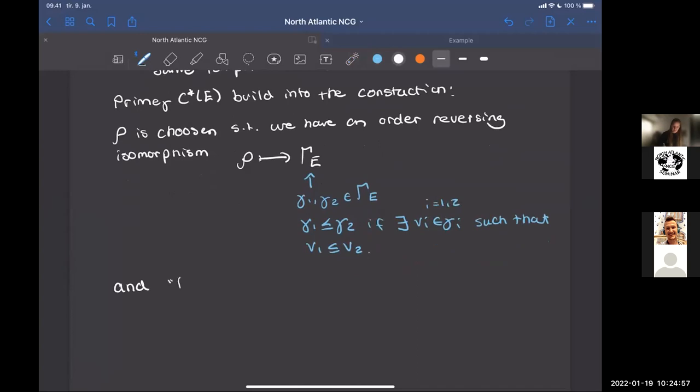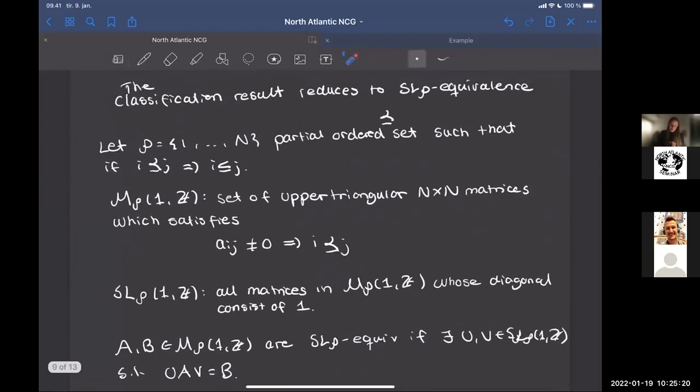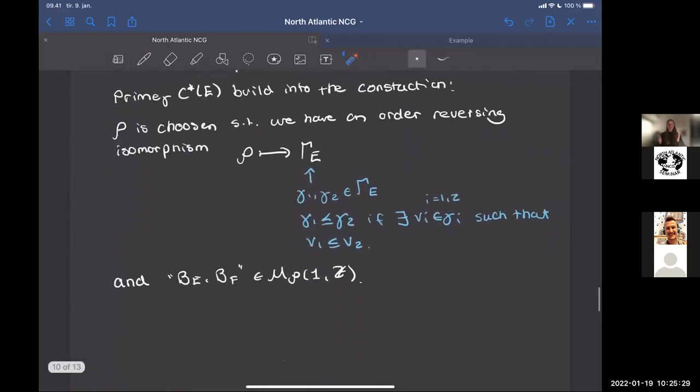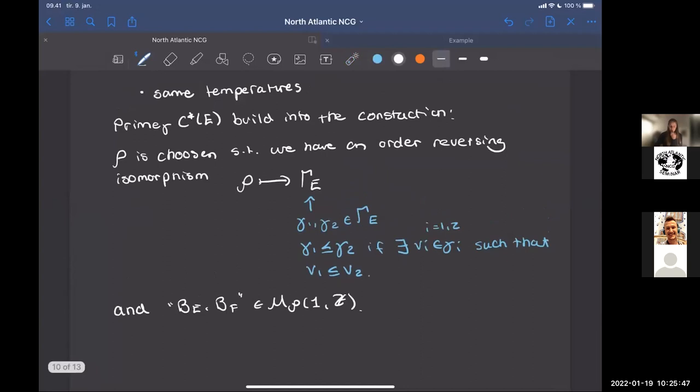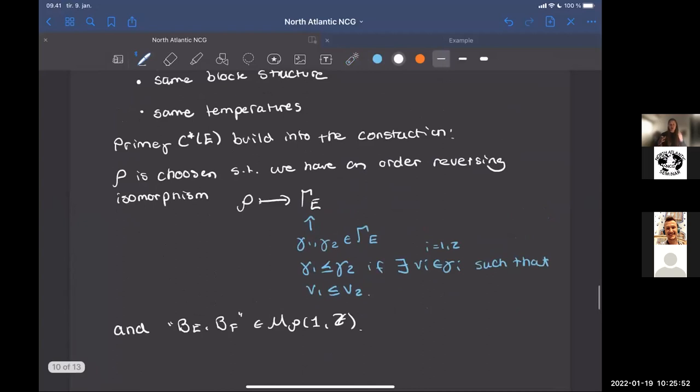And these two matrices, BE and BF, should be in an MP one set. It's not always true that it is precisely BE and BF for these two graphs which should be inside this MP one set. Remember that the MP one set is defined by these conditions here, where you see you have the partial ordering. In some cases, you need to modify your graph into another graph, which is still isomorphic or stable isomorphic to it, such that the graphs you start with are still isomorphic or stable isomorphic. So there's something more to this definition, but I hope this gives you an idea of the intuition: you have to order your vertices in a specific way, which also encodes the structure of these ideals.